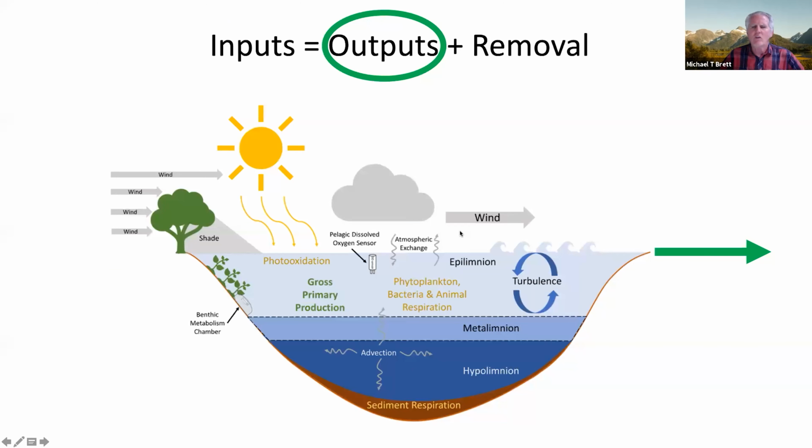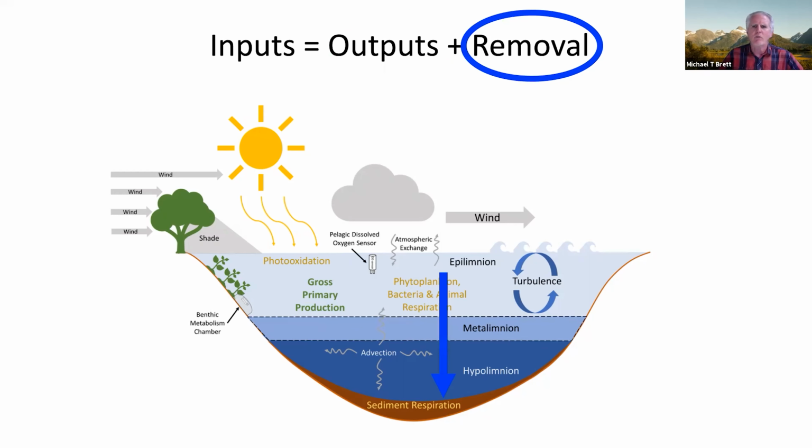And the outputs are just the water flowing out of the lake. The water flowing out of the lake takes some of the phosphorus with it. And removal is the nutrients that get lost to the sediments of the lake. Sometimes they can come back out of the sediments through a phenomenon called internal loading that I'll talk about later on. But the major loss of nutrients in most lakes is to the sediments, especially for phosphorus. For nitrogen, you can also lose some of the nitrogen to the atmosphere, so this arrow could be pointing up as well.